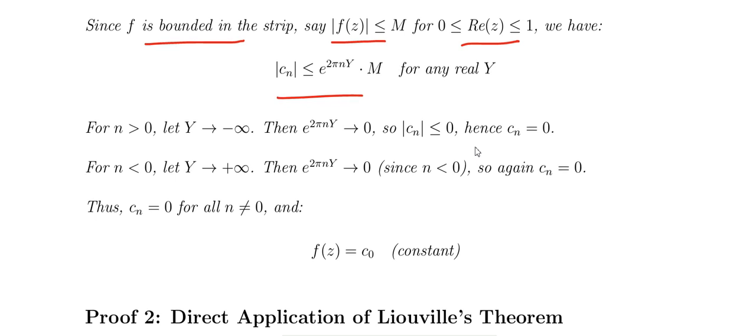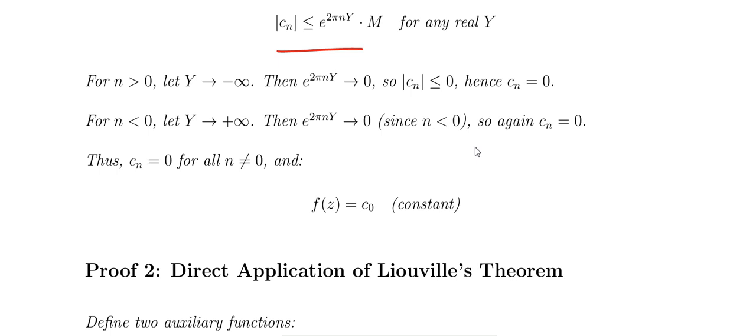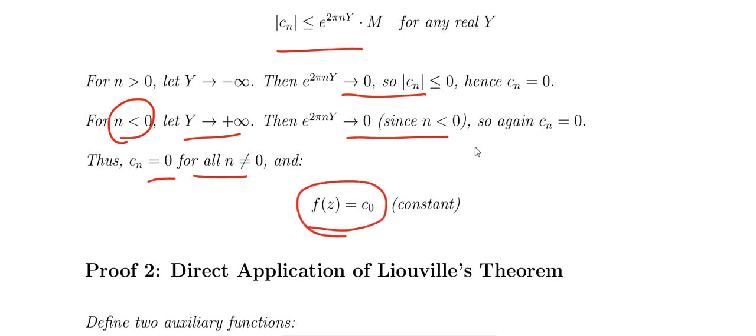So as y approaches minus infinity, it becomes 0. As y approaches plus infinity, for n less than 0 this is equal to 0. So Cn equals 0 for all n not equal to 0, so f(z) equals a constant.